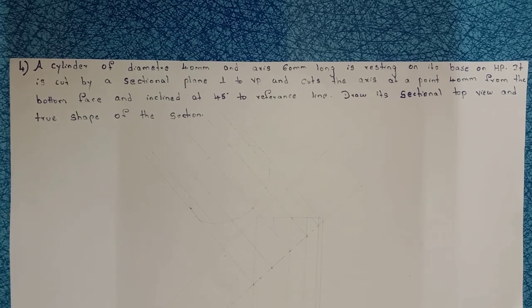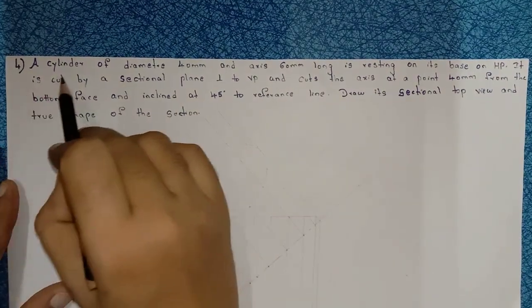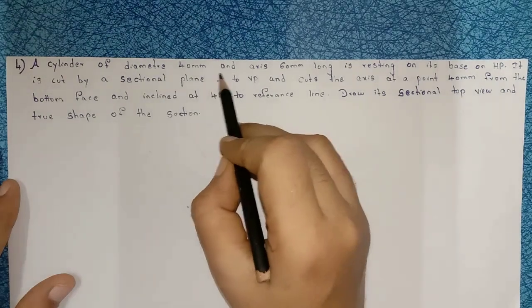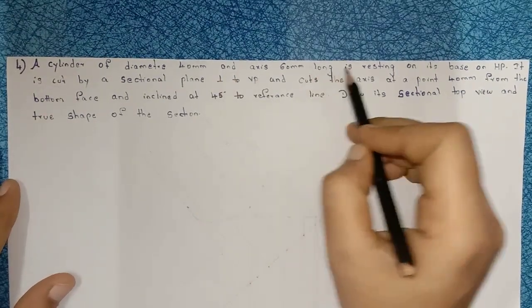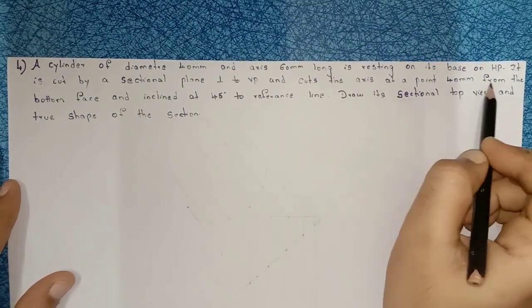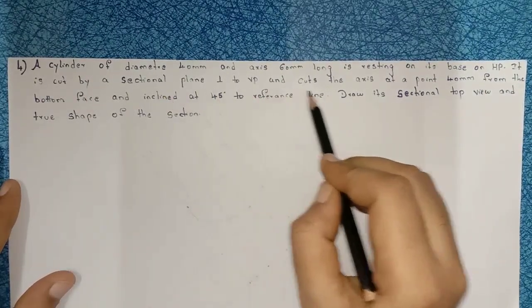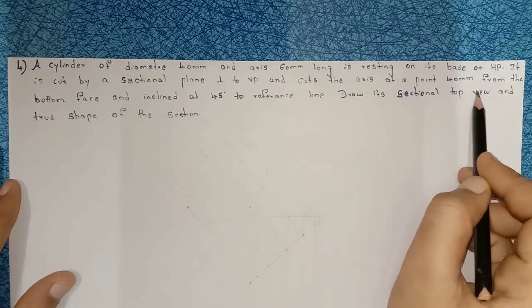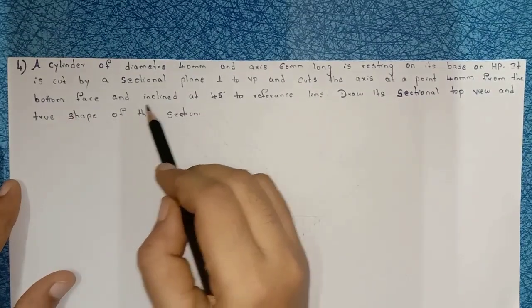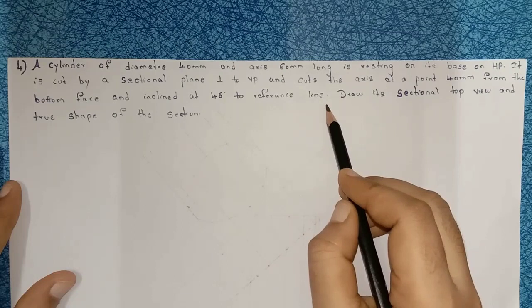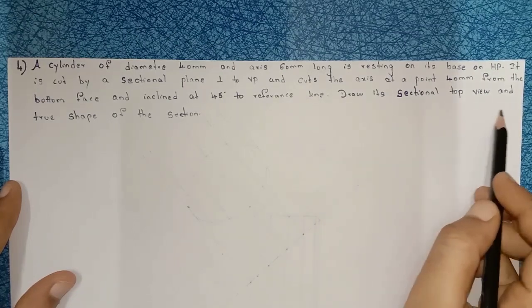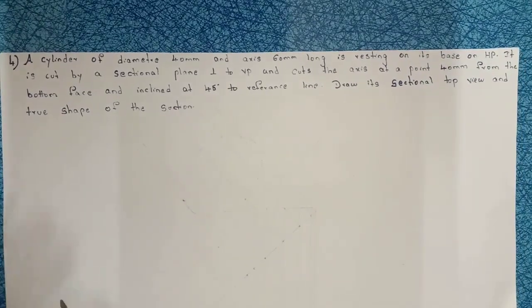Students, so let us start the next problem. Problem number 4. A cylinder of diameter 40 mm and axis 60 mm long is resting on its base on HP. It is cut by a sectional plane perpendicular to VP and cuts the axis at a point 40 mm from the bottom face and inclined at 45 degrees to the reference line. Draw its sectional top view and true shape of the section. So this is the question.